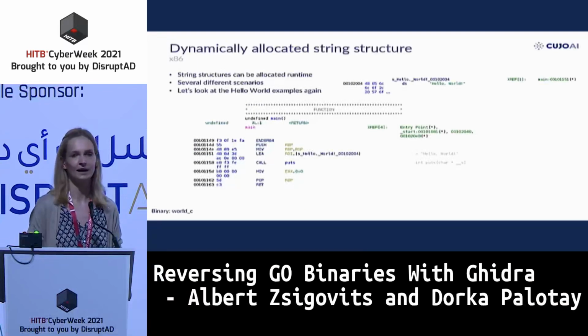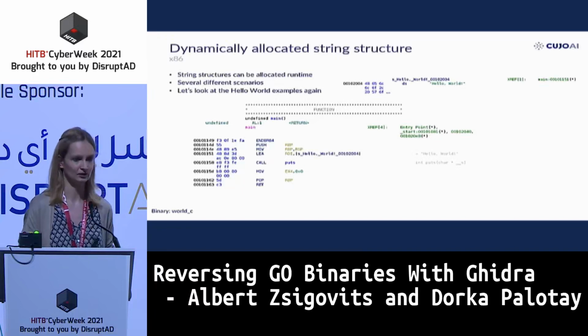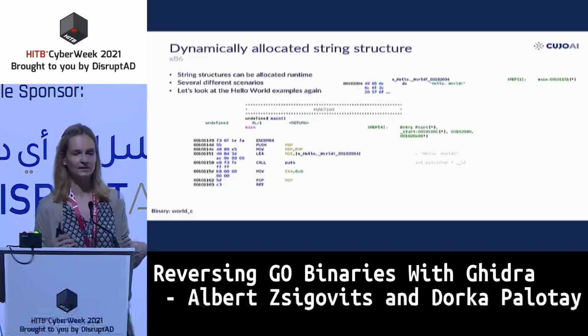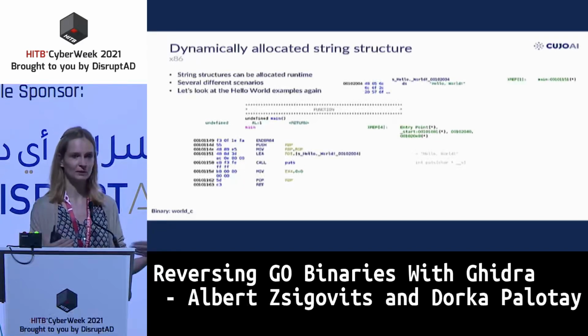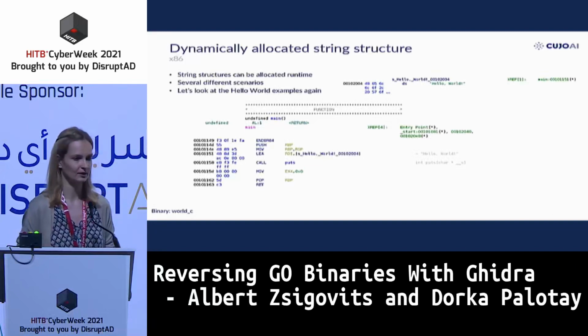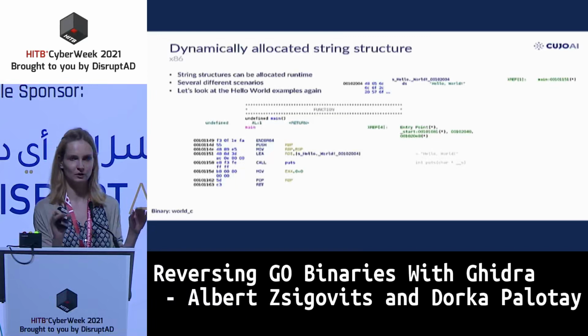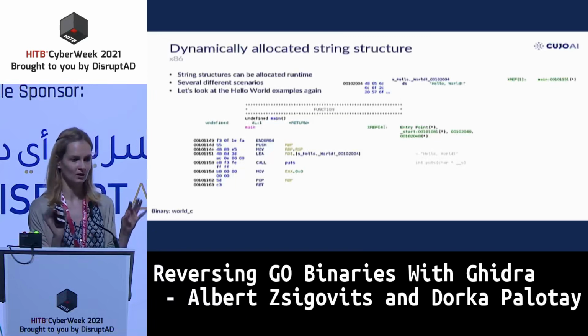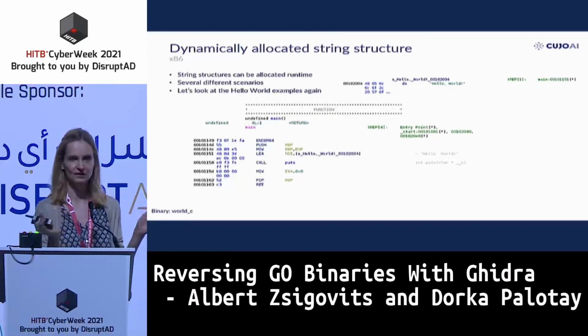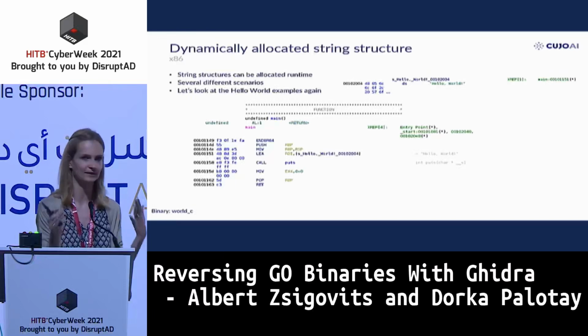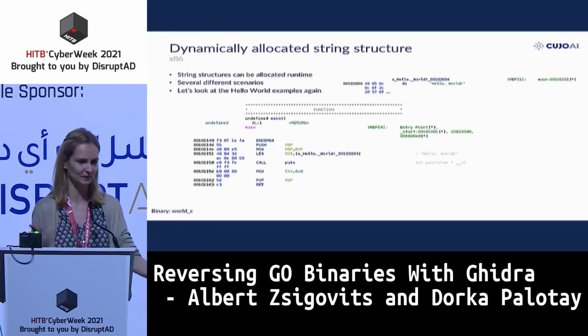Let's start with the dynamically allocated string structures. It basically means that these structures will be built up during runtime, and there are several different scenarios again. If we look at the hello world examples again from the string point of view, the disassembly of the main function in C is very easy to read. Even if you never use Ghidra or IDA, if you just look at this assembly, you can tell that it will print hello world.